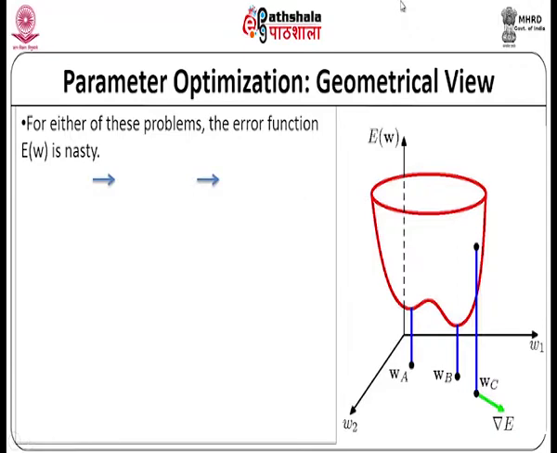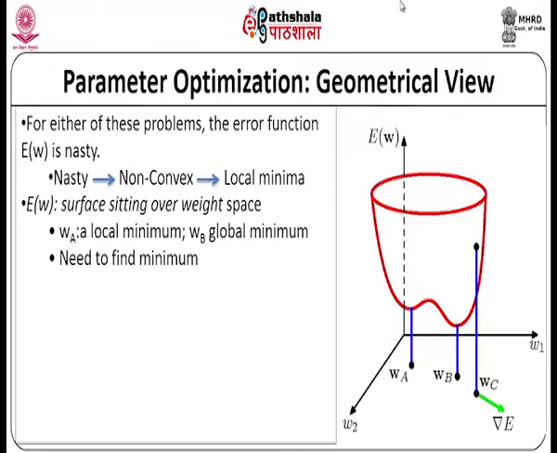Okay. So, for parameter optimization, the geometrical view is given here, where E of w is the error and delta E is the gradient of the error. You have non-convex surfaces with local minima. So, E of w is a surface sitting over the weight space. W_A is a local minimum and W_B is the global minimum. So, you need to find the minimum, starting from a point W_C.